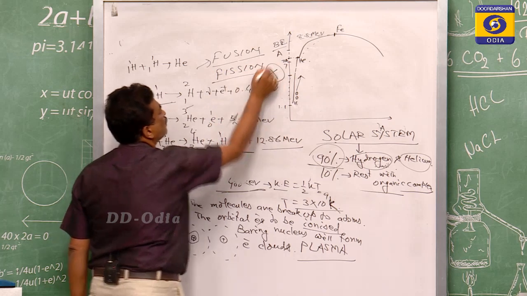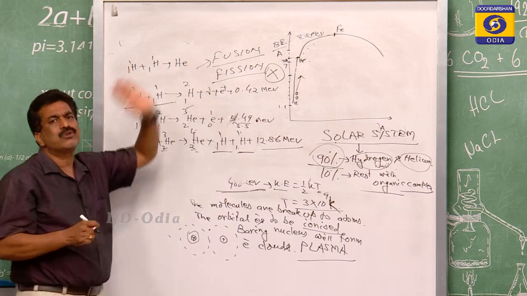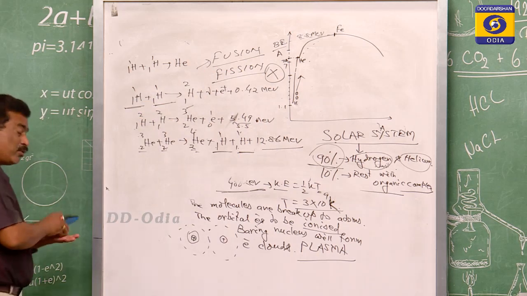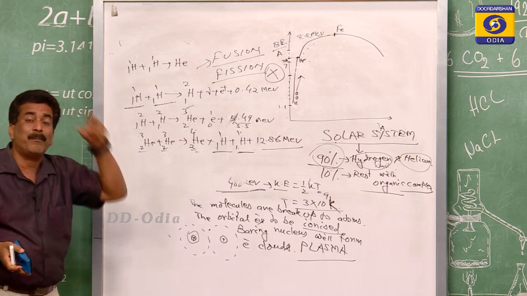So in the solar system, there is no chance of fission. The fission will never happen in the solar system. But the question is, how do this H and that H combine?